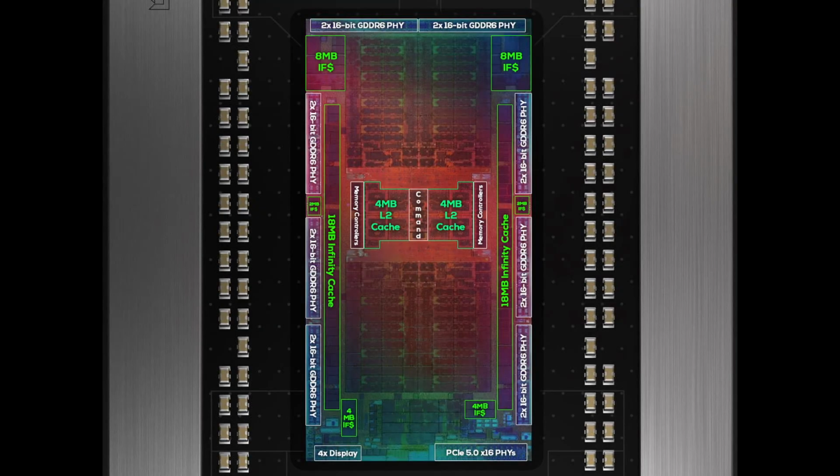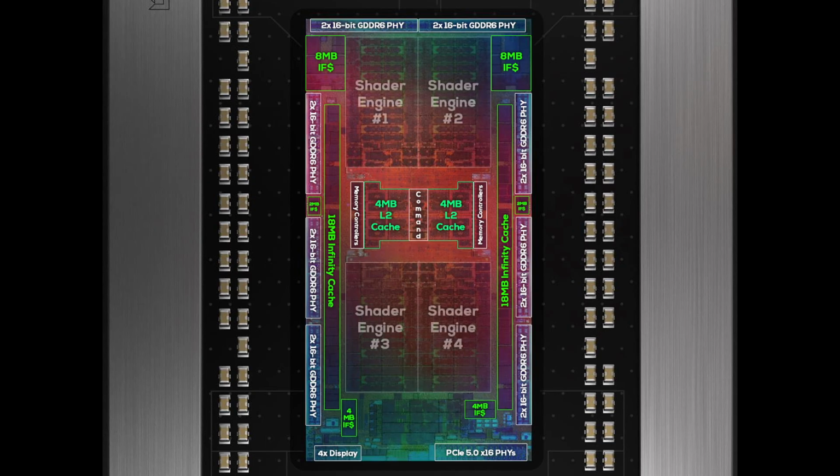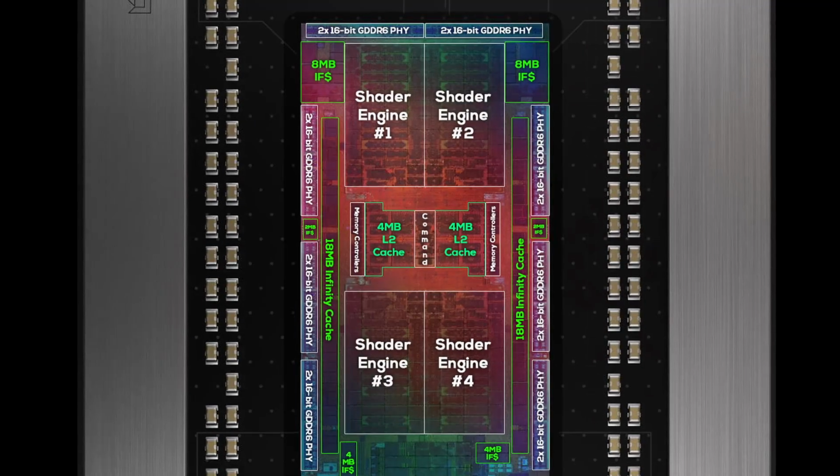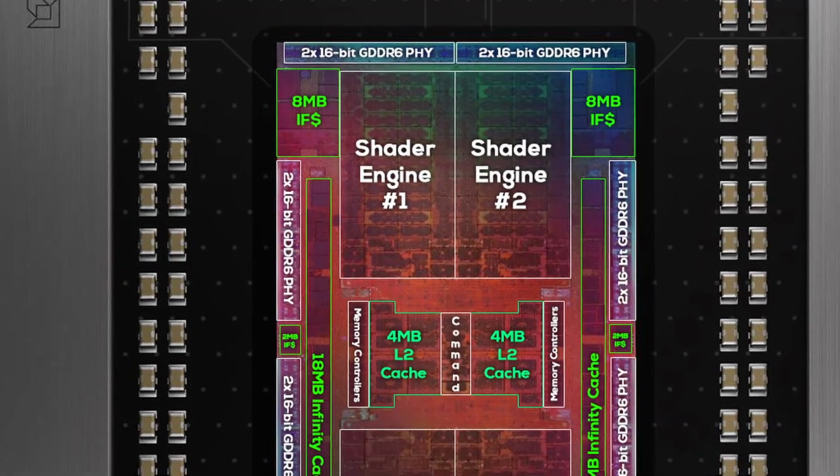Navi 48 has 4 shader engines, and they are easy to spot. Just like in the block diagram, 2 are above and 2 below the L2 cache and command area in the middle. Combined, they take up a major part of the entire die. Let's zoom in and see how a single shader engine is constructed.